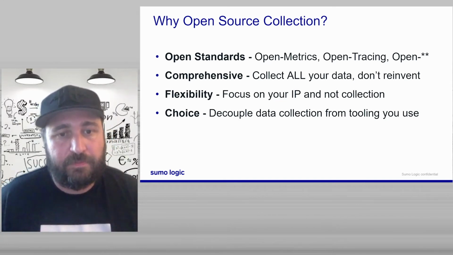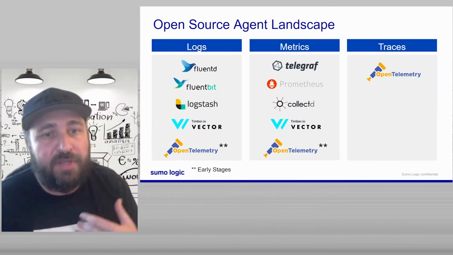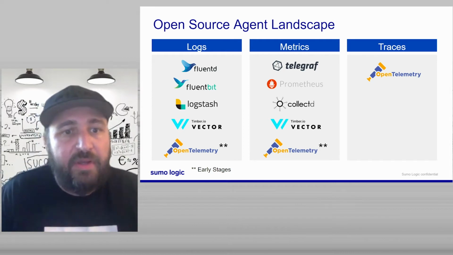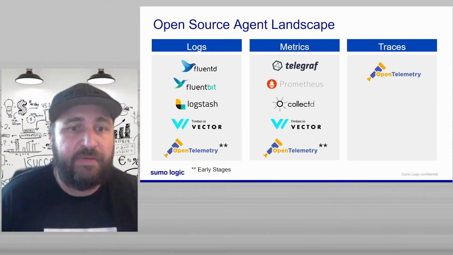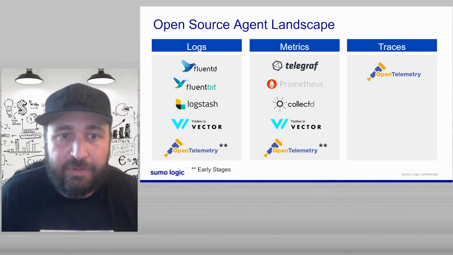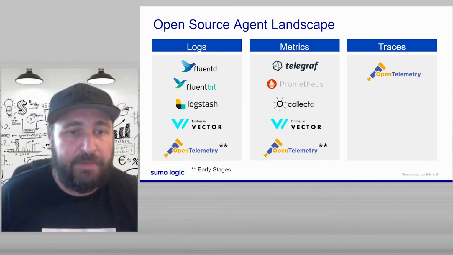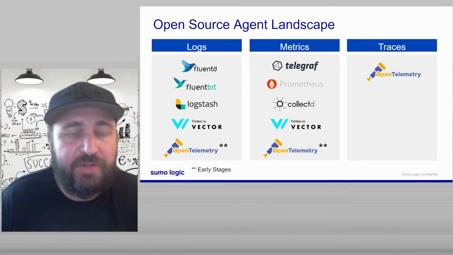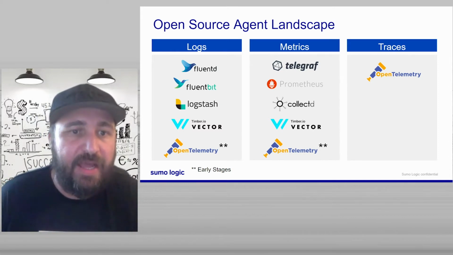collection. Now, when it comes to the open source landscape out there, there's a number of open source agents on the logging side. You have Fluentd, you have Fluent Bit, you have Logstash. You even have some newer players like Vector from Timber.io. And also OpenTelemetry is also investing in logging. And while it is early stages, it is some component that they want to add to their stack.